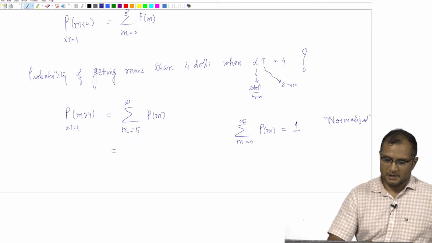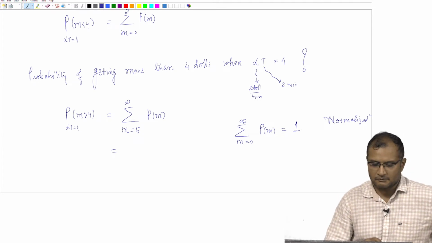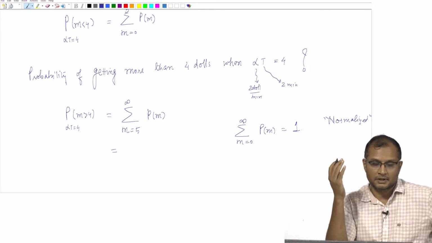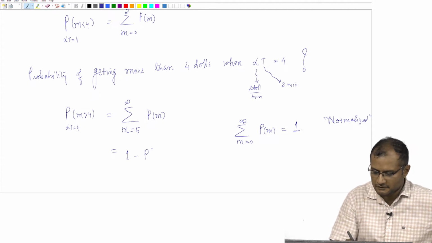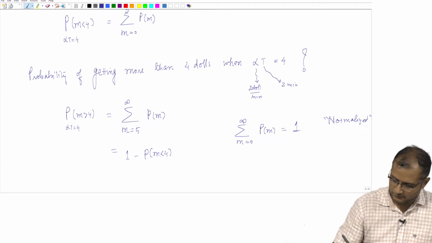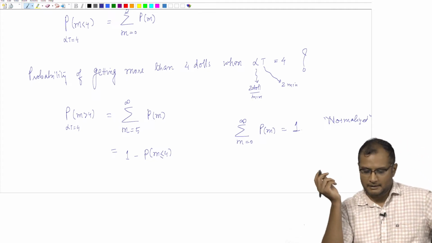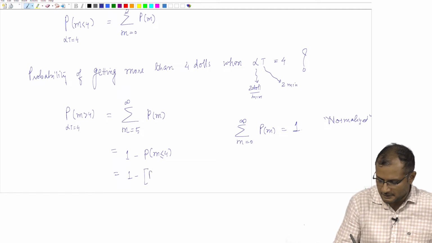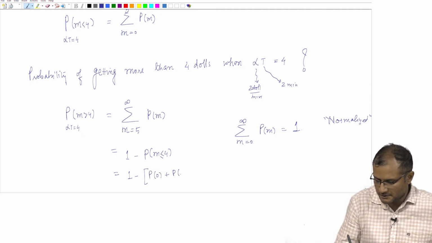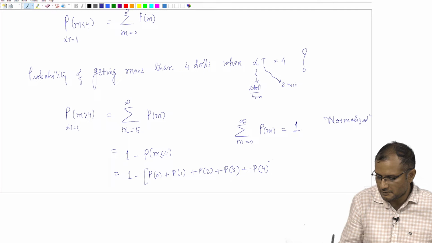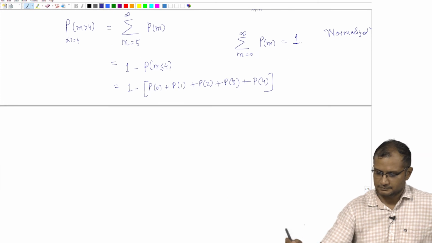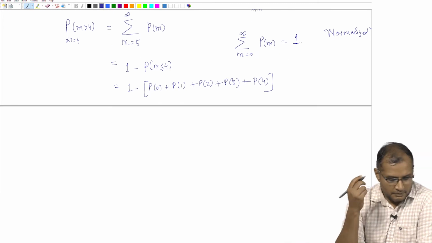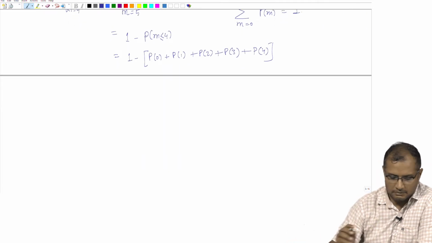Okay. So, which means I can write down this particular sum for probability greater than 4 as simply 1 minus the probability of m less than 4, fine. So, that is basically 1 minus (P0 + P1 + P2). This is the answer. Right. So, then we come to the closure of this problem.